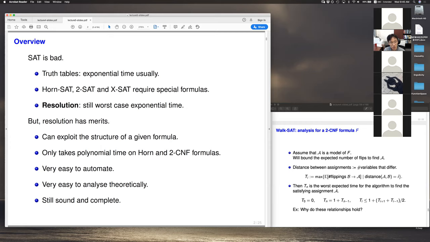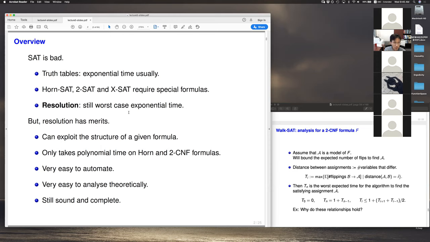Resolution has this property. It is sound. So using resolution is in a sense safe. You can only arrive at the right conclusion. And then it's powerful, so it's complete. Using resolution, you can prove everything. So that has a sound and complete property.